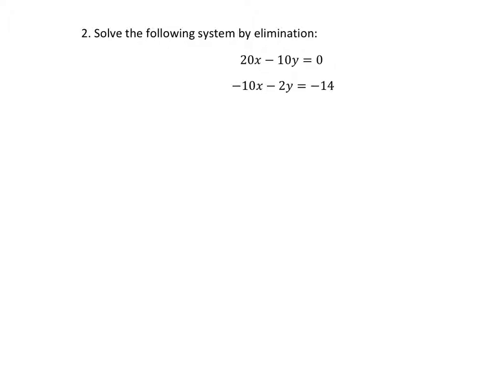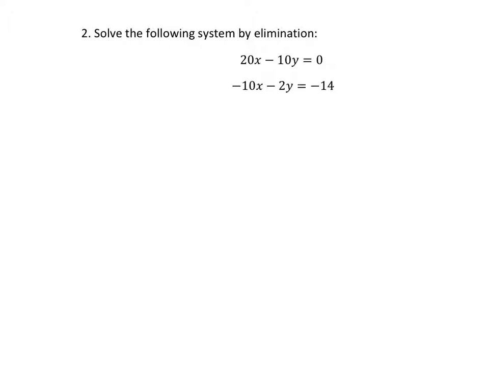I want to either make the x's opposite like terms or the y's opposite like terms. Doesn't matter which one, because either will work. But let's try the x's. What does this number need to be for these to be opposite? Negative 20. This needs to be negative 20 for these to be opposite like terms, because this is positive 20. So what would I multiply this by to get that to happen? 2. My scalar multiple for this question is 2.